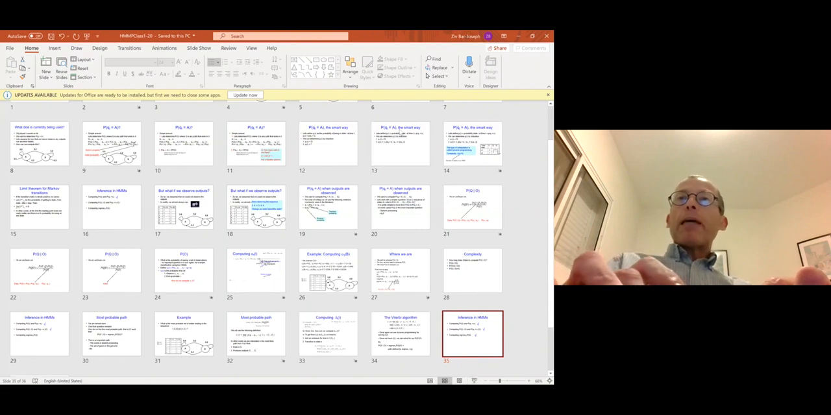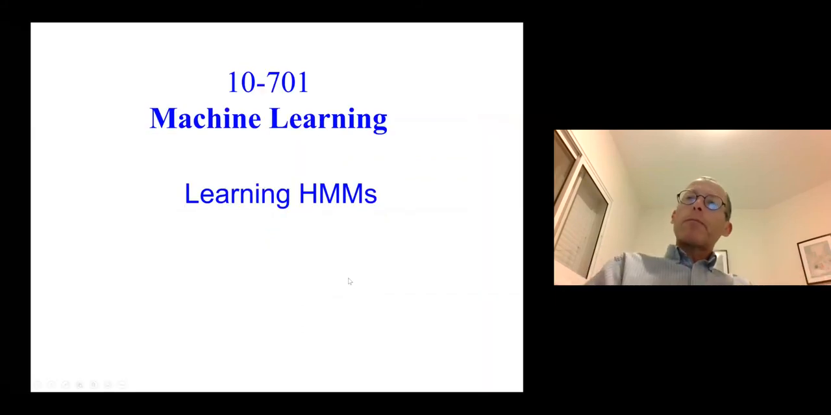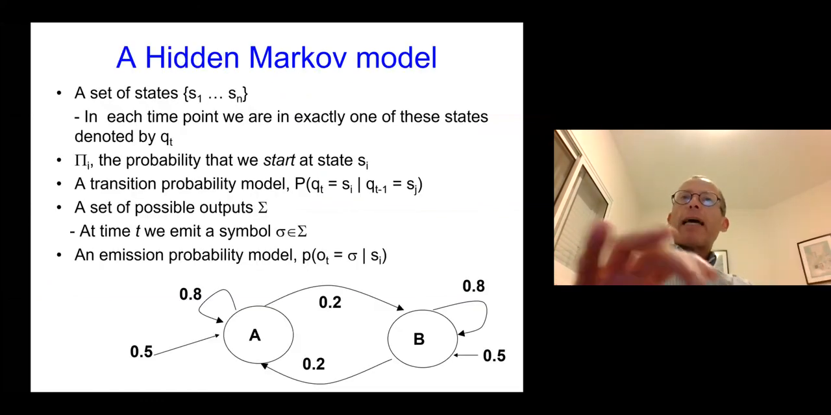The next step is to do learning, right? So until now, we assumed that someone gave us, of course, the parameters. This is the hidden Markov model we defined. It has a set of states. It has an initial probability, pi I, the probability of starting in any state, a transition probability from any state to any other state, and an emission probability based on the language that the model defined.